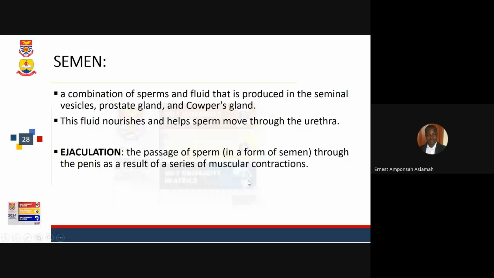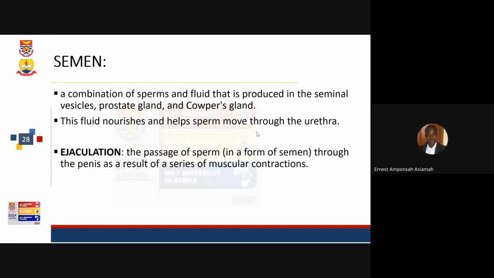Then I'll comment slightly on the concept of semen. Semen is a composition of sperms and fluid that are produced by the seminal vesicle, prostate gland, and the Cowper's gland or the bulbourethral gland. This fluid contains nutrients which are beneficial to the sperm. It nourishes the sperm, and it also helps the sperm to move through the urethra.